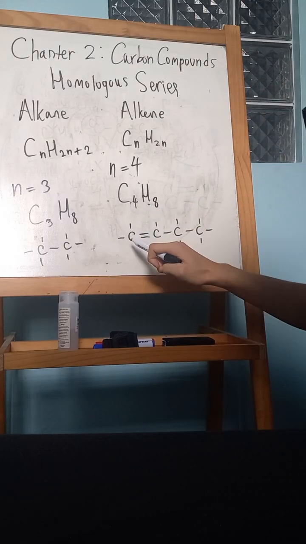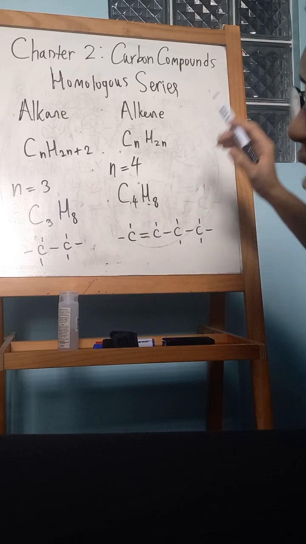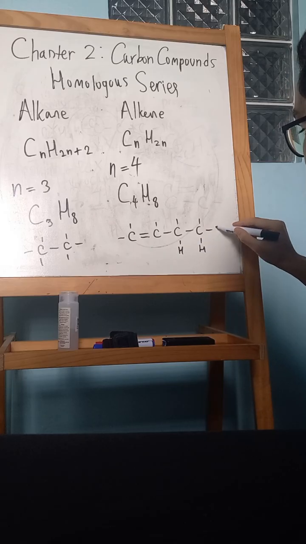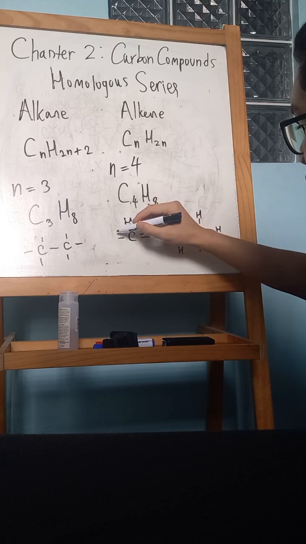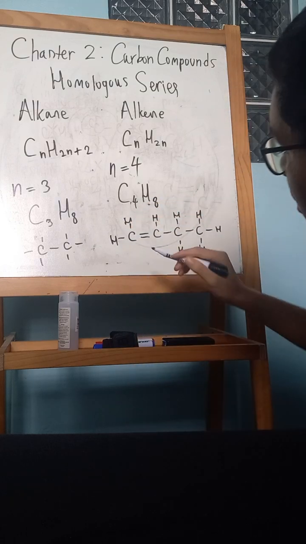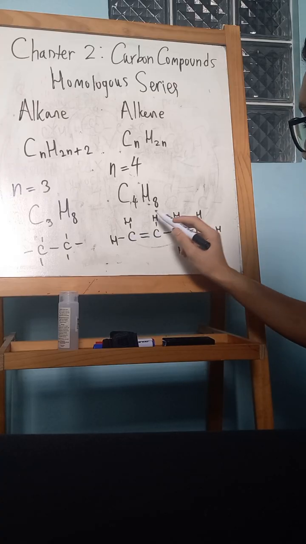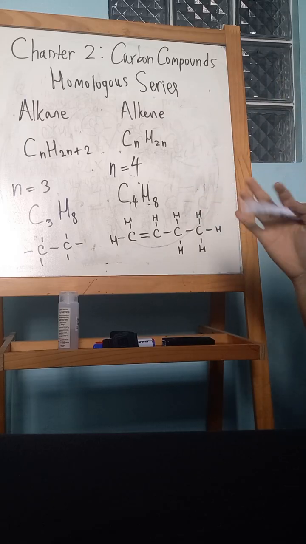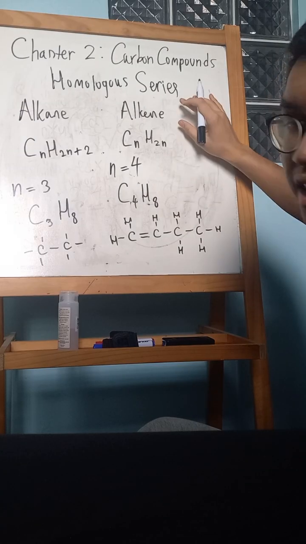Now imagine each line over here, except the ones between carbon atoms, to be connected to hydrogen atoms. I'll just draw it for you, make it easier. See? Let's count. 1, 2, 3, 4 carbon atoms. 1, 2, 3, 4, 5, 6, 7, 8 hydrogen atoms. So you can tell by the general formula that this is an alkene.